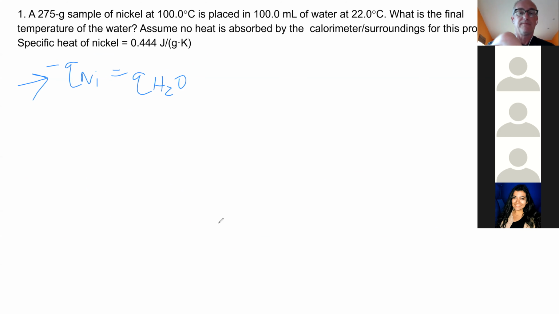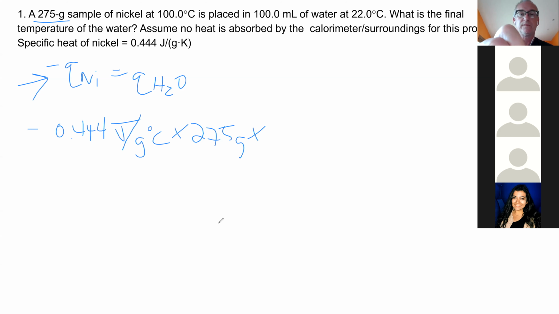Well, minus Q nickel is minus the specific heat, which is 0.444 joules per gram per degree. I'm just going to change Kelvin to degrees C because that's what we're dealing with here. Multiplied by the mass, which is 275 grams, times delta T. So remember, Q is Cp times mass times delta T.